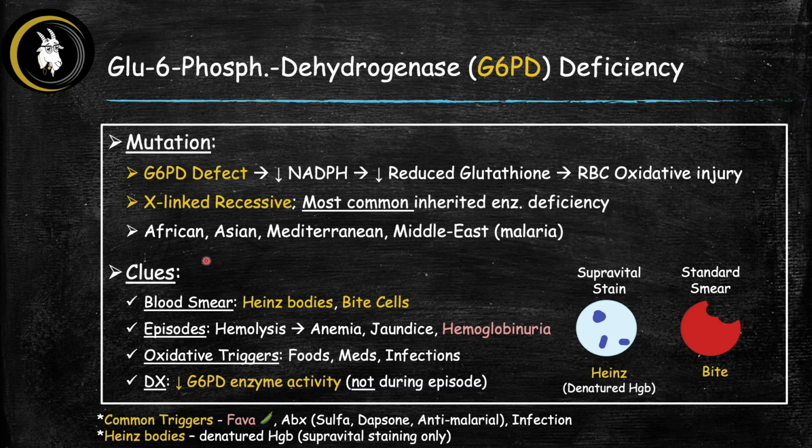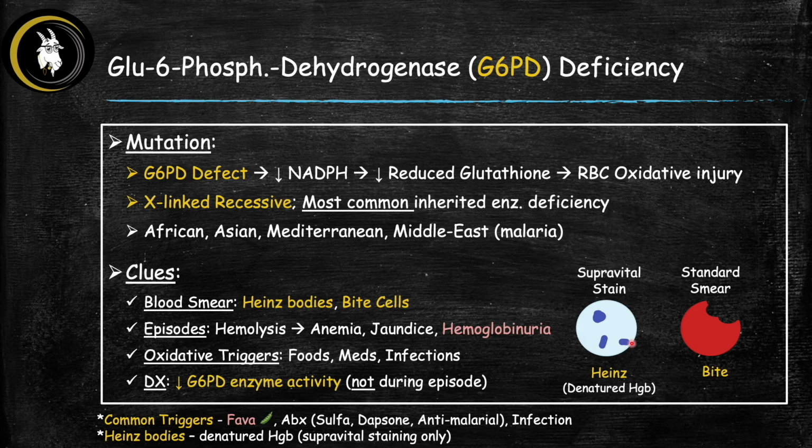Okay, now let's talk about the clues that are going to help you with this diagnosis. First is the blood smear, and there are two findings here. Number one is called Heinz bodies. So these are denatured hemoglobin that precipitates inside of the red blood cells. And the reason for this is because oxidative stress damages the hemoglobin. And you can't visualize this on a standard blood smear, so you need to add a supravital stain to see the Heinz bodies.